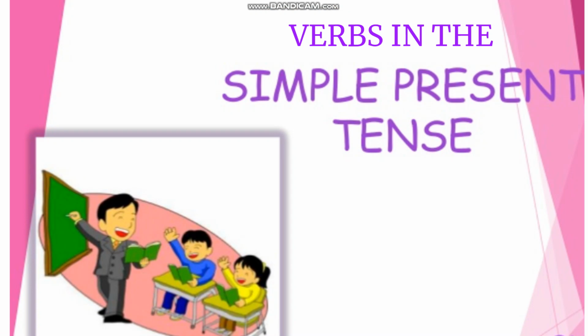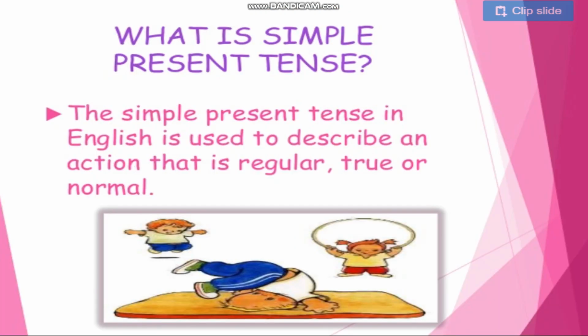And when we come up to the point of tenses, there are three tenses: the present tense, जो अभी हो रहा है, present, past tense, and we have the future tense. So three tenses, we all know that. Here today we are going to study about the verbs which we are going to use in the simple present tense. Now what is the simple present tense? Simple present tense is used to describe an action that is regular, true or normal.